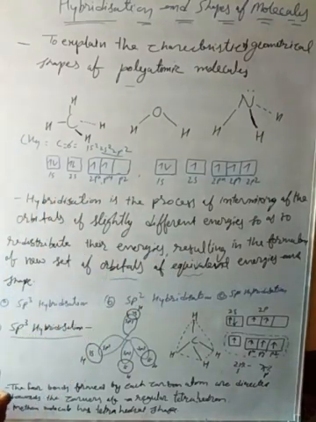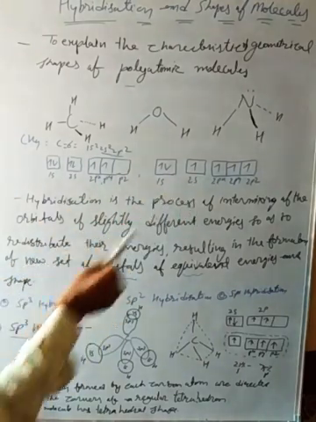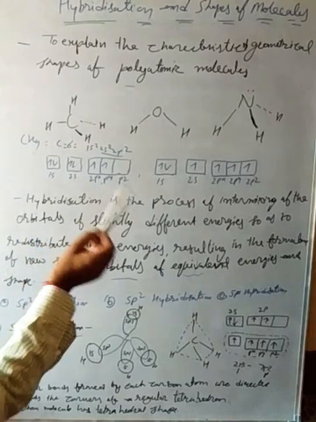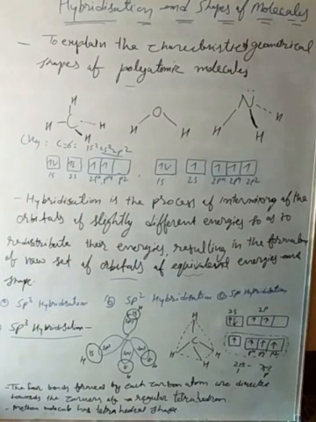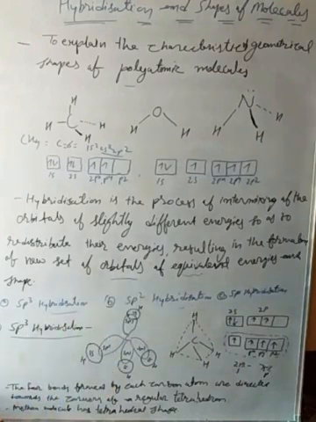This results in the formation of a new set of orbitals of equivalent energy. All four orbitals, one s orbital and three p orbitals, have equivalent energy, and the shape will also be the same. Hybridization of carbon compounds is of three types: sp3 hybridization, sp2 hybridization, and sp hybridization.